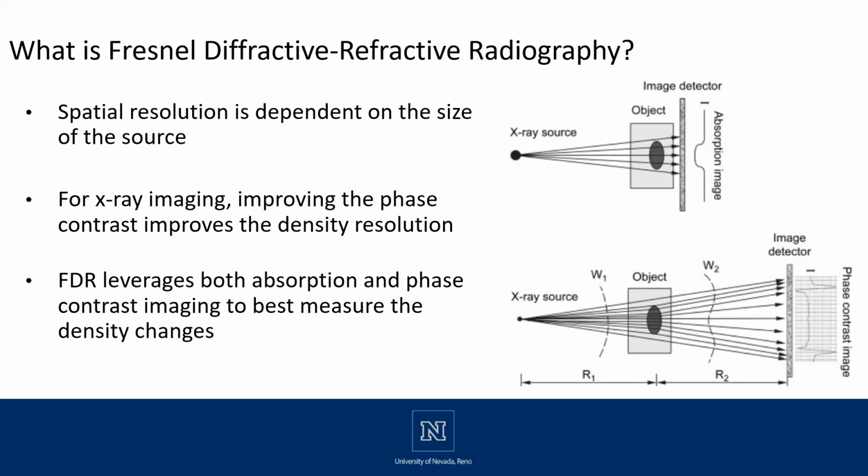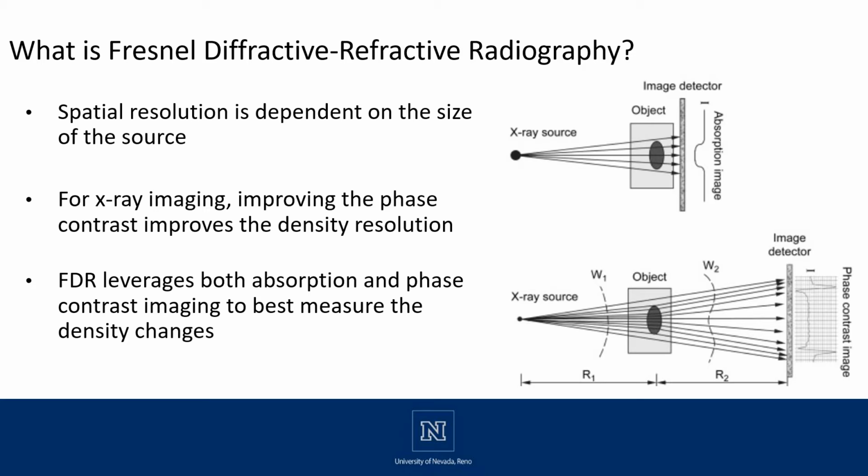We have termed the imaging setup for our experiments Fresnel diffractive refractive radiography, which is in itself a form of refraction-enhanced radiography developed by some of our collaborators. In order to measure the micron scale length changes in our system that we expect, we must first ensure that we can see them. In order to do this, FDR leverages both absorption and phase contrast imaging, common to X-ray imaging, wherein we have a micron-sized source to ensure the high spatial resolution to see micron-sized objects, and then adjust the geometry to allow for a larger phase contrast to better resolve the density resolution.